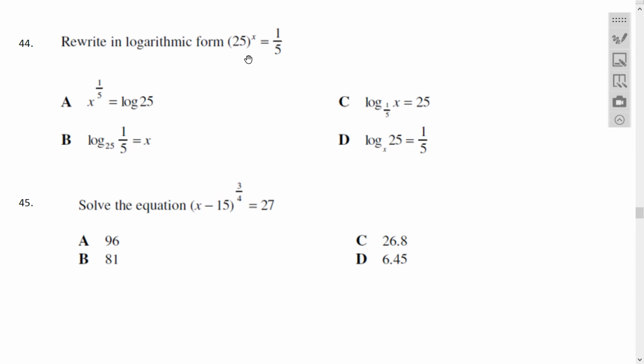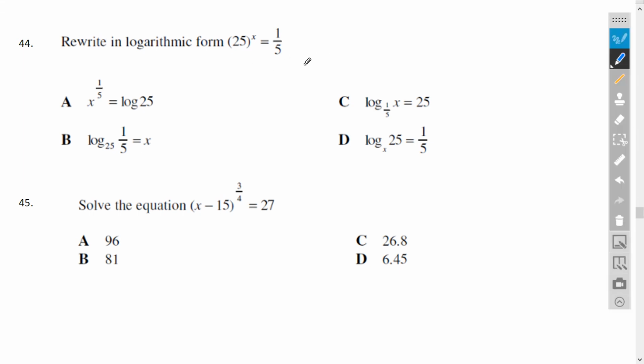Rewrite in log form. Okay, so we learned this in different ways in different classes, but an exponent on one side would be a log on the other side. So this would be log base 25 of 1 over 5 is equal to x. And that essentially says 25 to what power is 1 over 5? That would be x. 25 to the x power is 1 over 5. So log base 25 of 1 over 5 is equal to x is right here.